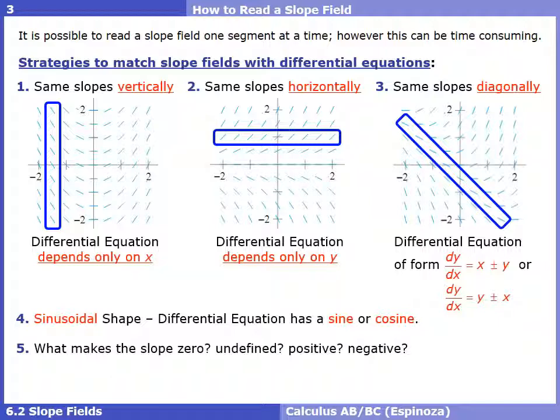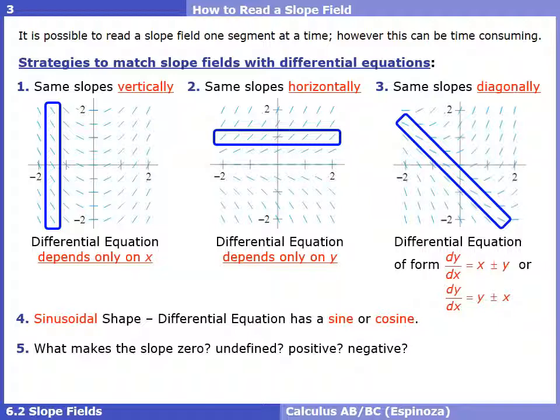Really, outside of these four, some key things to look for is what would make a slope 0, like you saw in that last slide. At some certain points, you notice that the slopes were always going to be 0. Or maybe there are some certain points that make your slope undefined, or maybe just positives, or maybe just negatives.